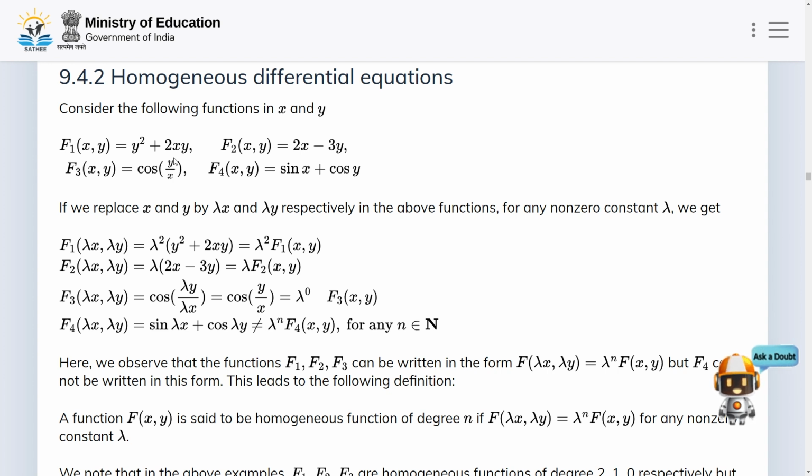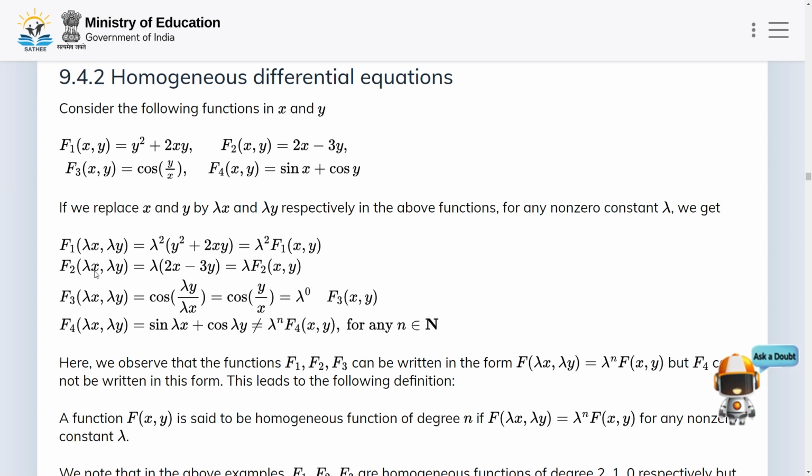If you replace x by lambda x and y by lambda y, and substitute these values in the above functions, what will you get? Let's see. From f1 you can take lambda square out, or you can write f1(lambda x, lambda y) as lambda square times f1(x, y).